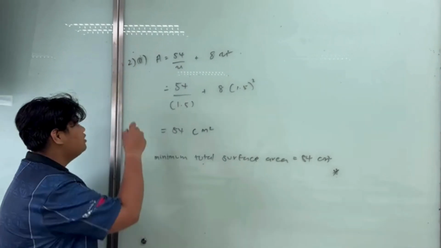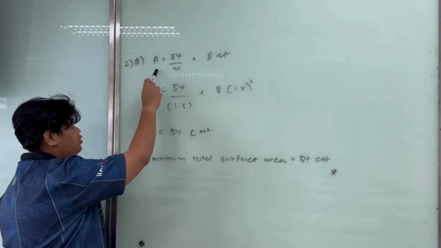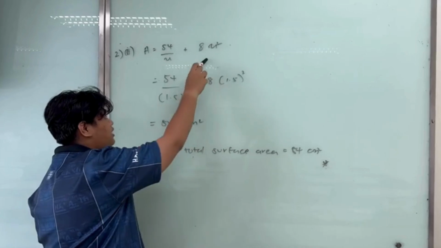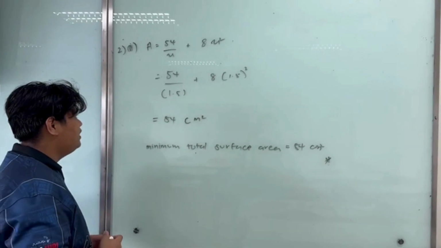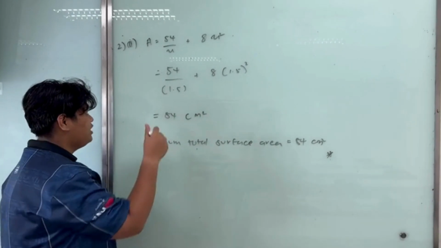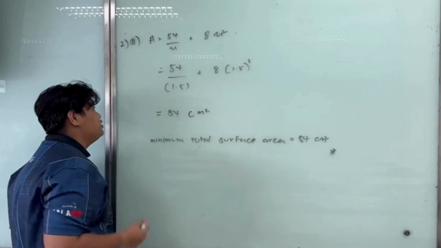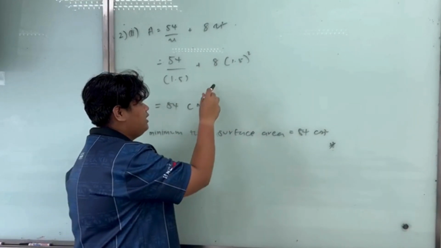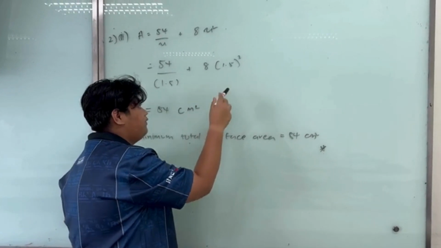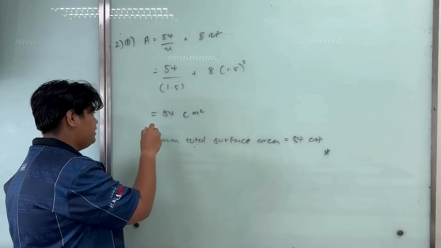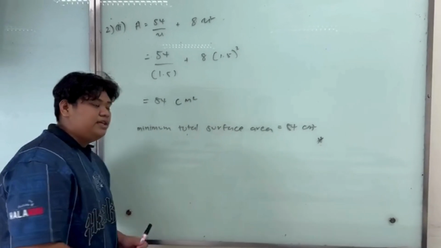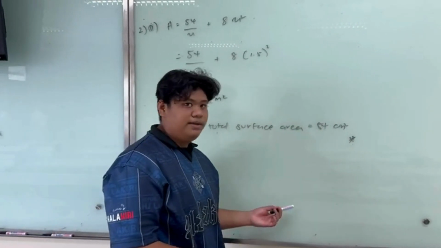For the last question, Roman 3, we have the equation A equals 54 over x plus 8x squared. After we find the value of x, we can substitute x into this equation. So we get 54 over 1.5 plus 8 in bracket 1.5 squared. The final answer we get is 54 cm squared. So the minimum total surface area is 54 cm squared.